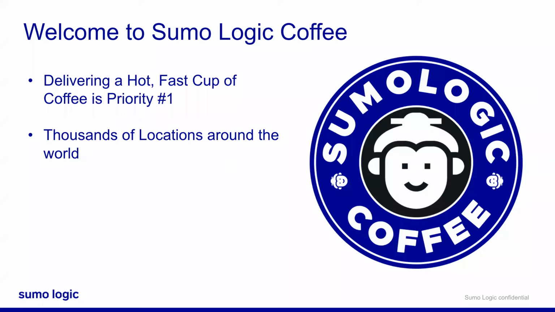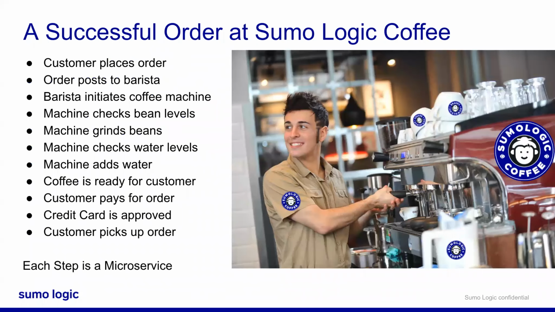As you know, Sumo Logic Coffee is a popular coffee brand around the world. We have locations, like it says, all over the world, and our goal is to deliver a hot, fast cup of coffee. Very similar to another company that uses a green logo, but for certain copyright and demo presentation reasons, today we're using Sumo Logic Coffee. Now, when you go to Sumo Logic Coffee, you place an order and you get a cup of coffee. It's pretty straightforward, but it's more detailed than that.